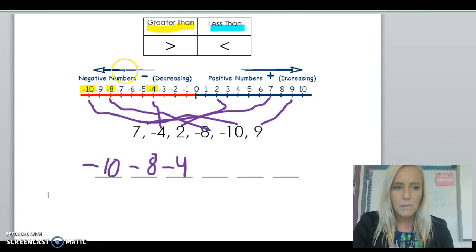I've taken care of all my negative numbers. Now I'm going to look at my positive numbers. So I have +2, +7, and +9.